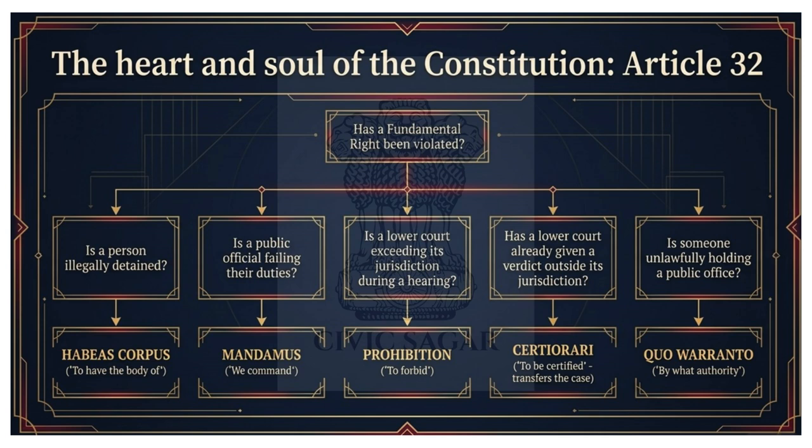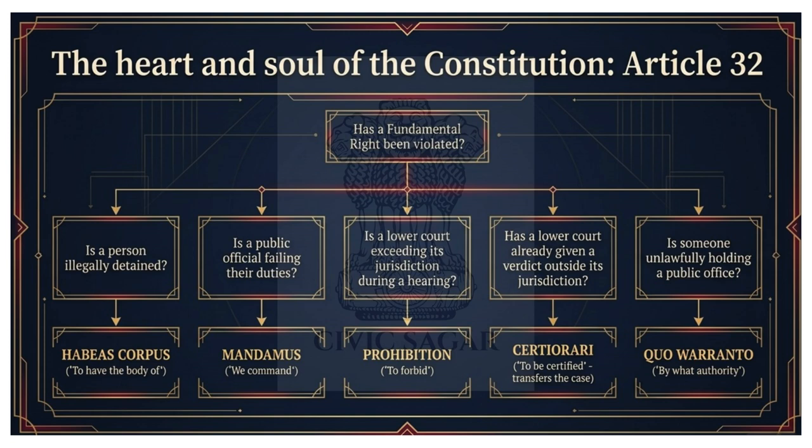Dr. B.R. Ambedkar called Article 32 the very heart and soul of the Constitution. Without it, all other fundamental rights would just be words on paper. It gives you the right to approach the Supreme Court directly if your rights are violated. To enforce these rights, the court issues 5 specific constitutional orders called writs.